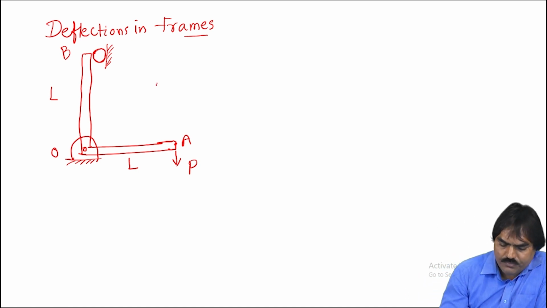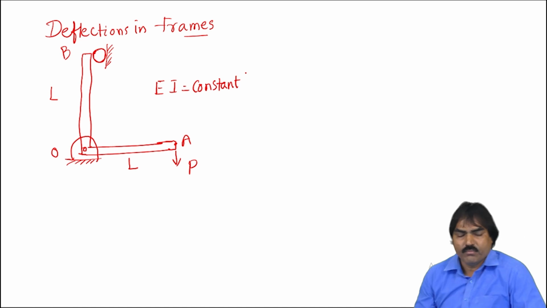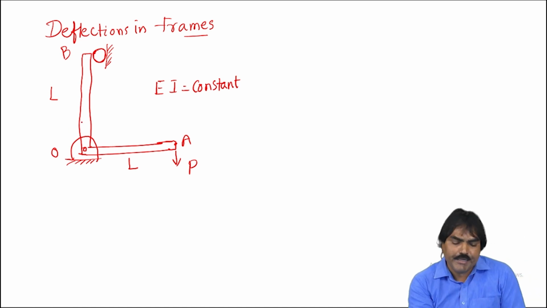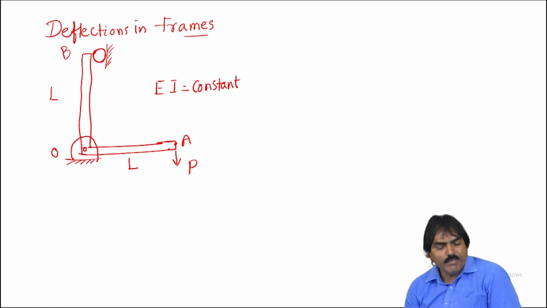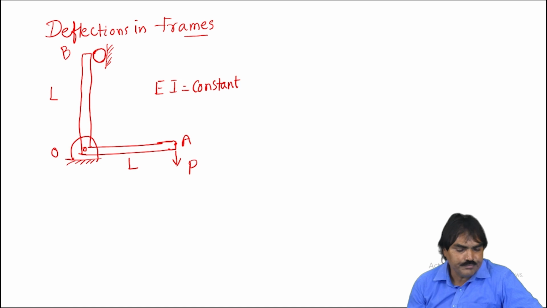For this structure, EI is constant. Sometimes it need not be constant. This member may have a different EI, this member may have a different EI. If they are different, we can find that by incorporating the given values.